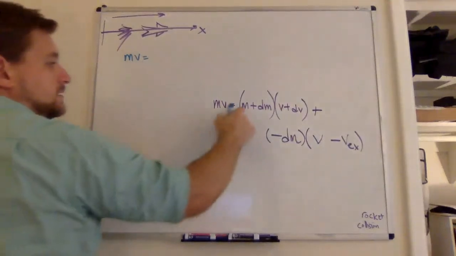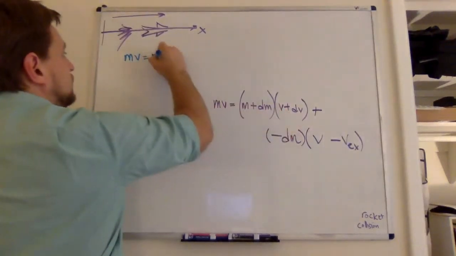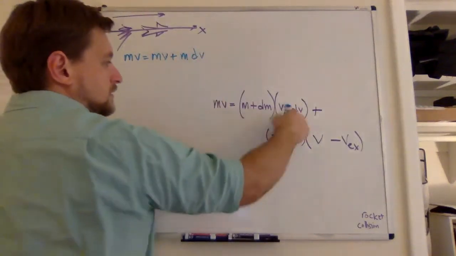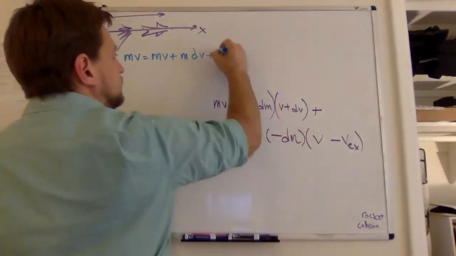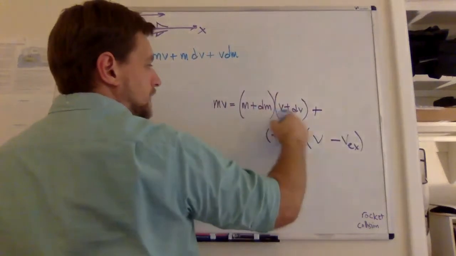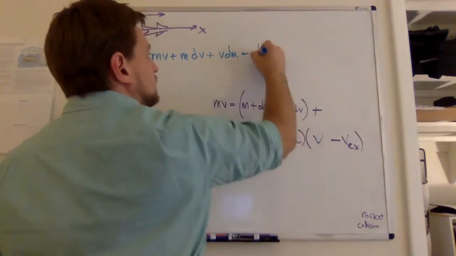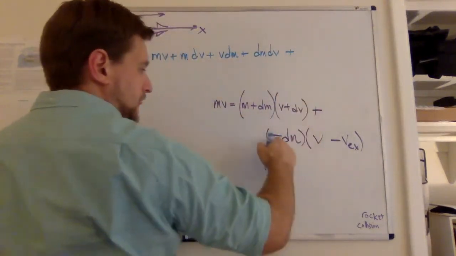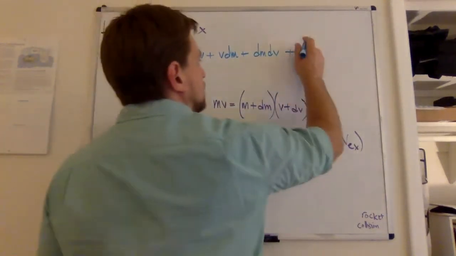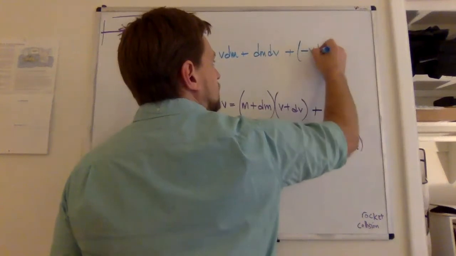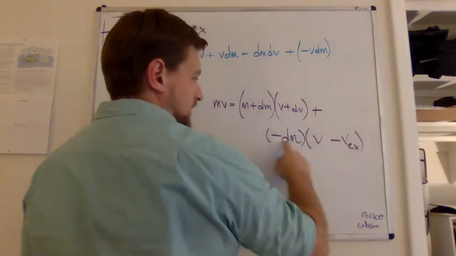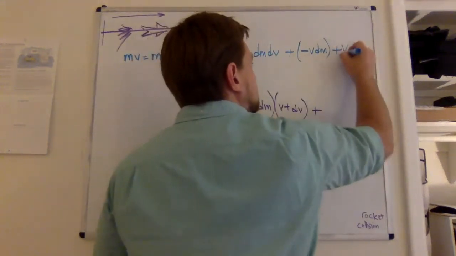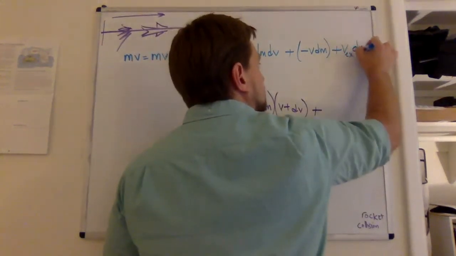MV equals, let's FOIL: MV plus M dV plus V dM plus dM dV plus negative V dM, the minus gets us a plus, V exhaust dM.